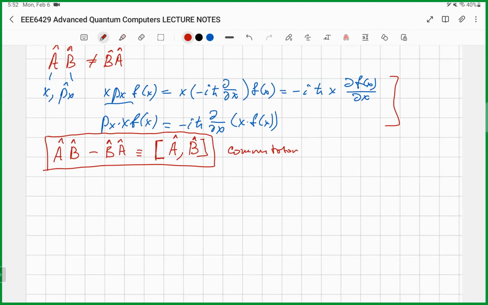And if the operators commute, for example, operator x and operator momentum y, let's say, these two operators commute, and you can measure the coordinate and momentum in the axis y simultaneously in the same experiment. Do you have any questions regarding this part?